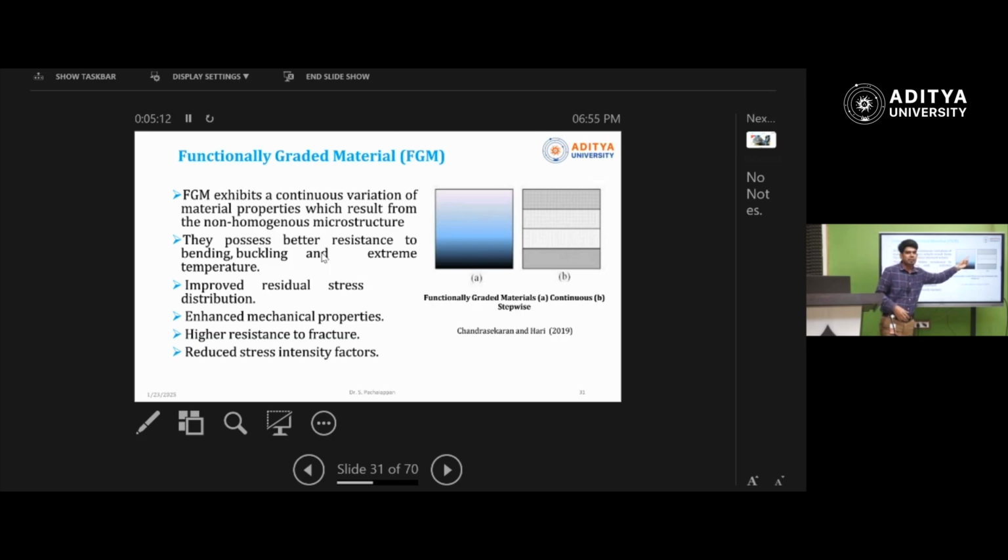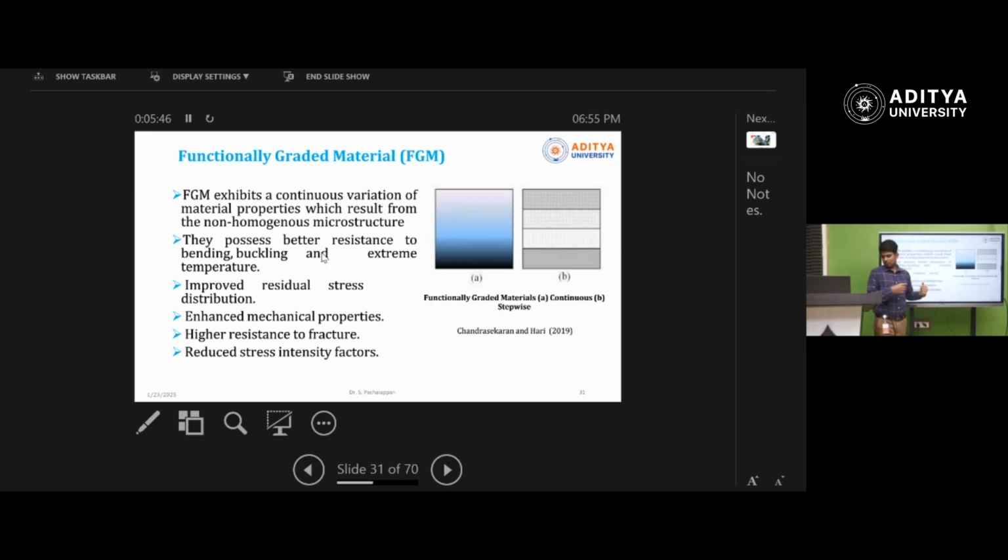But the second method is the stepwise method. In that, the different blocks you are seeing here are all different materials. One may ask whether this may get delaminated. This is not a composite structure. Even though the metal has different material compositions, it will act as a homogeneous material. That is the peculiarity of FGM. This may be carbon manganese steel, this may be titanium, this may be nickel, and this may be some other material.